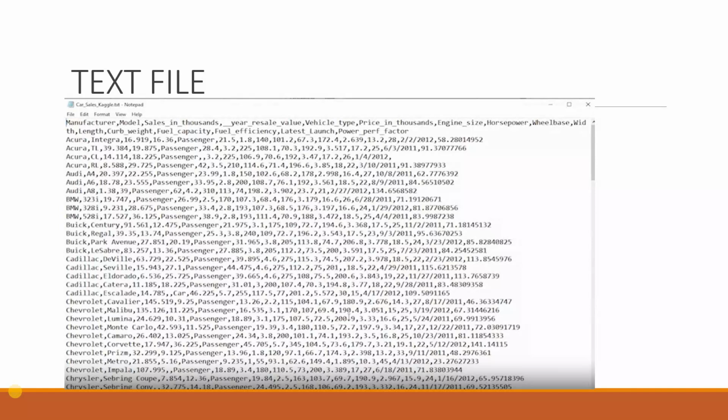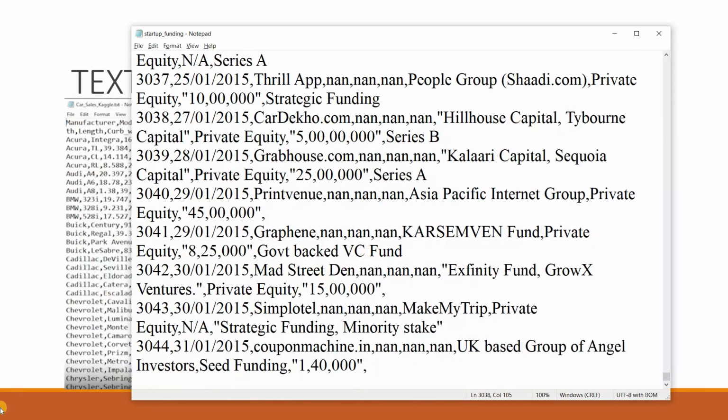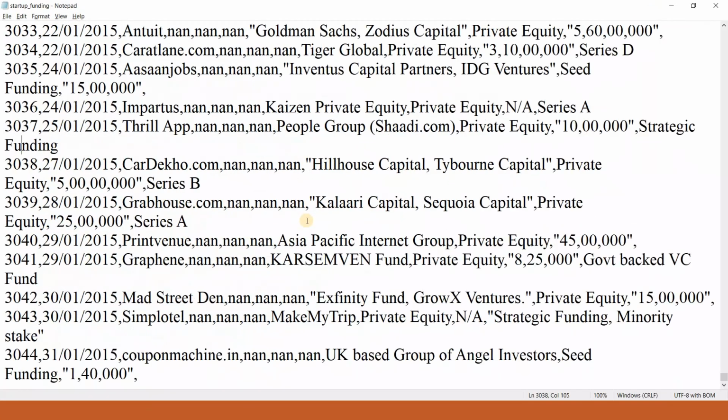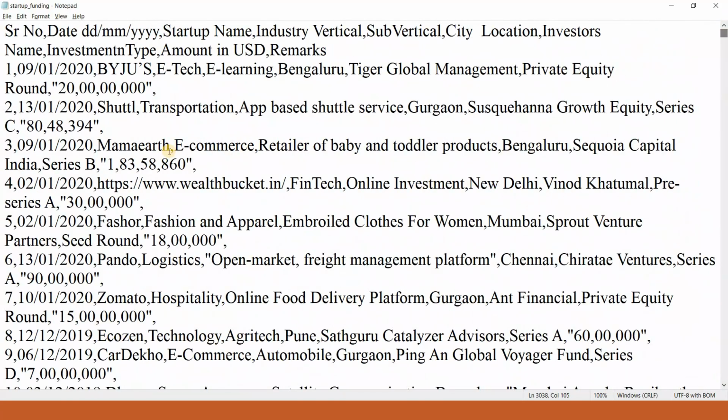So this is an example of a file which I have opened in Notepad, and this particular file contains data about car sales, which includes various fields. And let me show you this text file. Let me open this file. See, this is the text file. So here we have different records. Let me just explain this file to you.